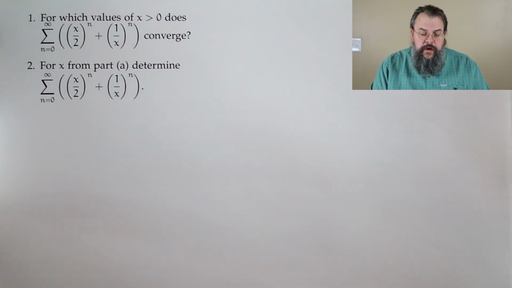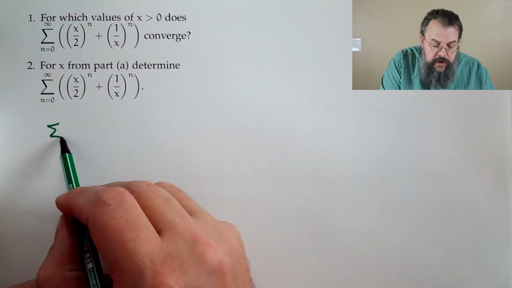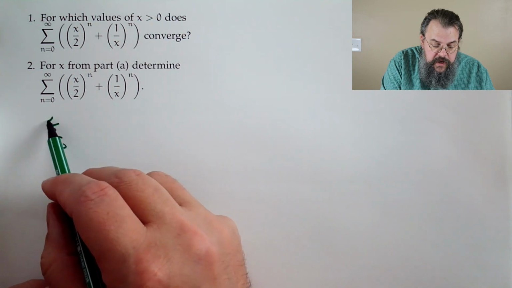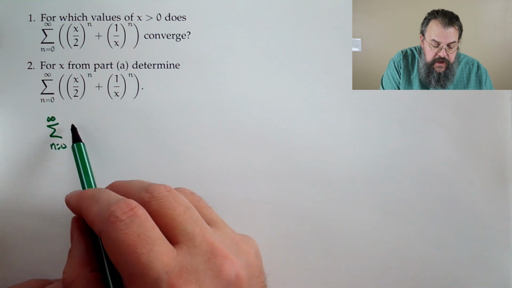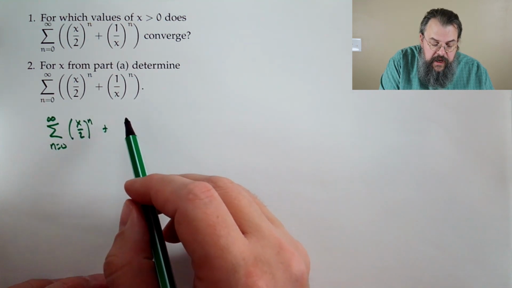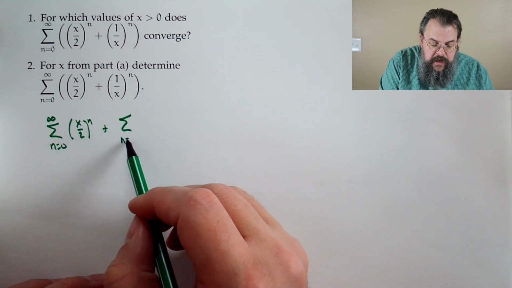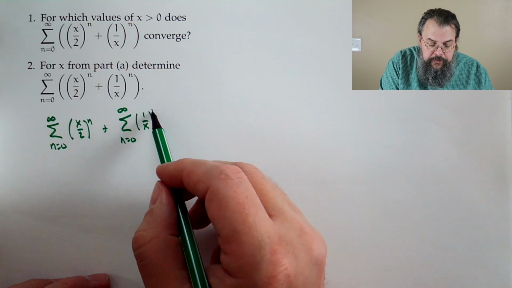All right, well, let's think about what's going on here. Okay, so our sum, we have n equals 0 to infinity, and I can really think of it, look, there's really two parts here. So I'm going to think of it as, really, I have a sum of x over 2 to the n, and then there's another sum, n equals 0 to infinity, of 1 over x to the n.